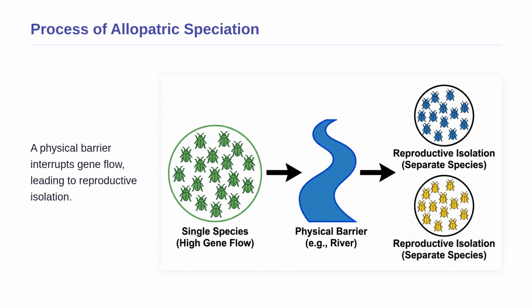Finally, on the right, you see the evolutionary outcome. Because they are separated, natural selection acts differently on each group. Over time, the top group has evolved into blue insects and the bottom group into yellow insects. They are now reproductively isolated, meaning even if the river dried up, they could no longer interbreed. They have become separate species.